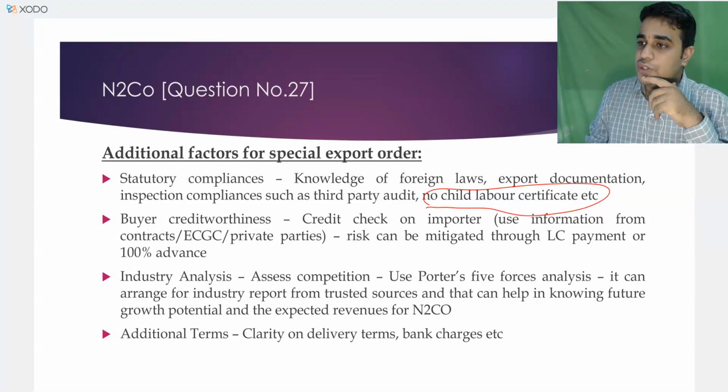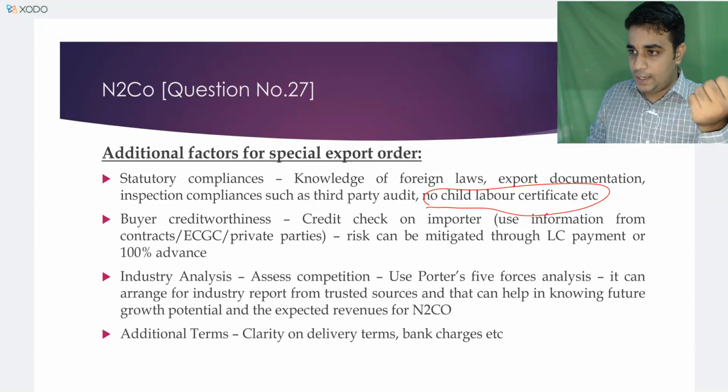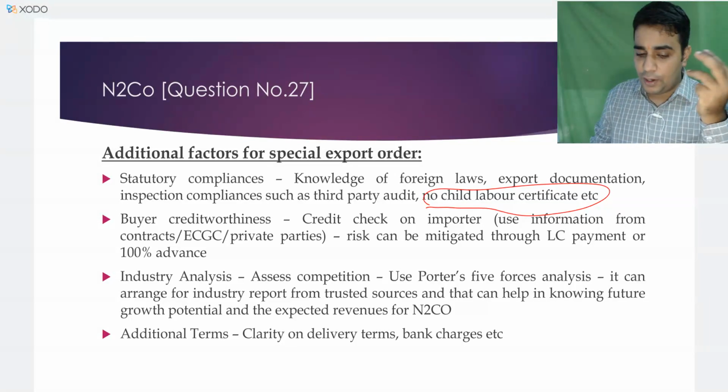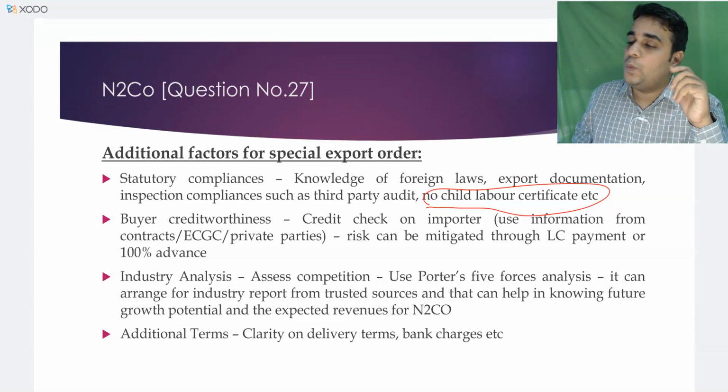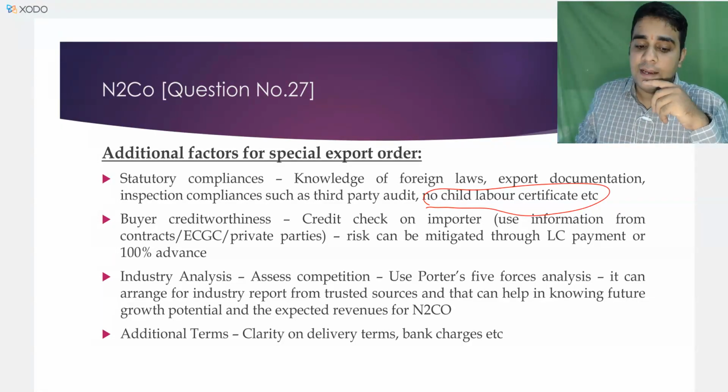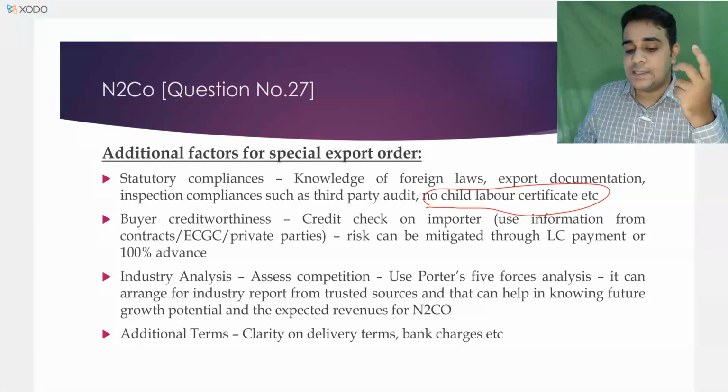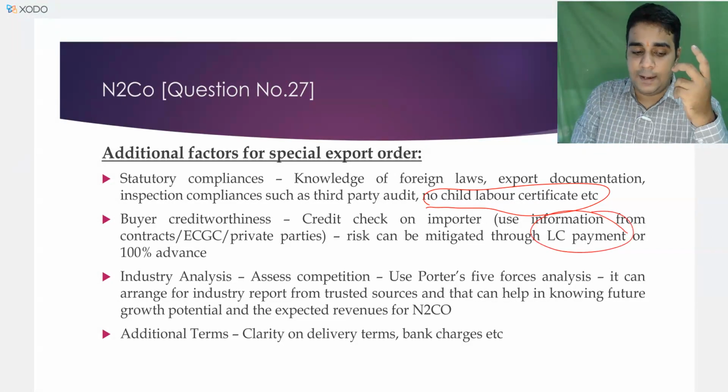So I'll have to ensure that foreign laws knowledge is there, export documentation is in place, inspections are done, third party audits will happen, and a no child labor certificate needs to be obtained. Buyer creditworthiness, credit check on importer, ECGC cover, private party. You can ask for letter of credit or 100% advance.